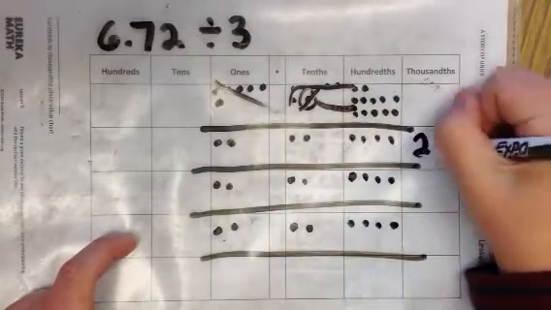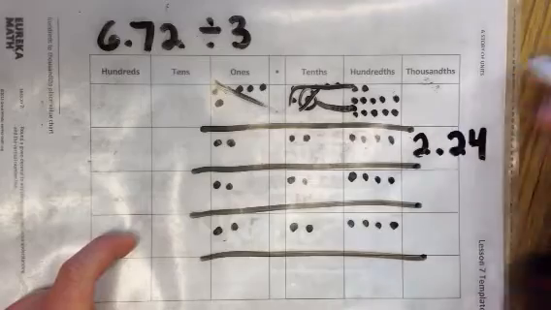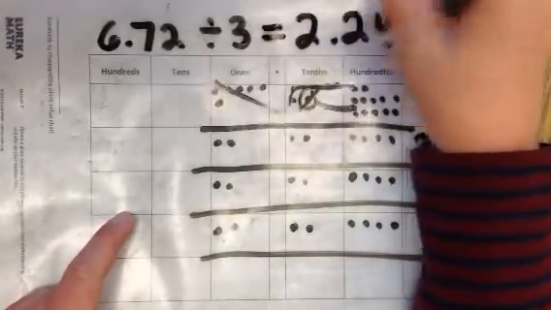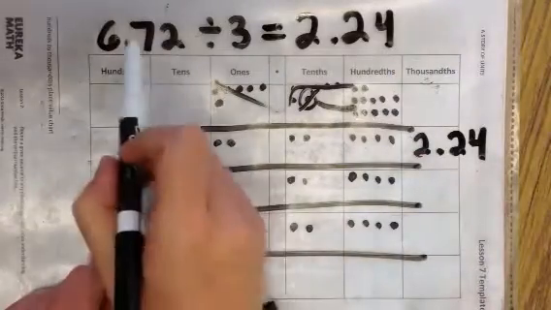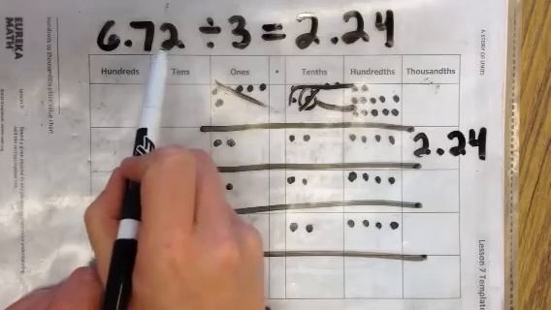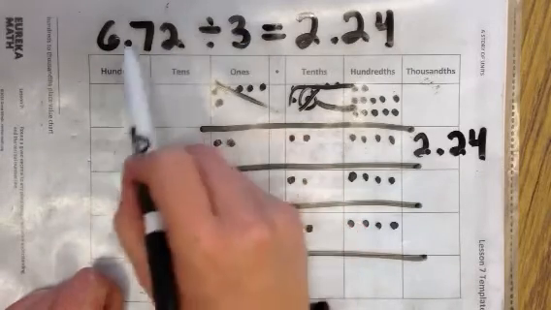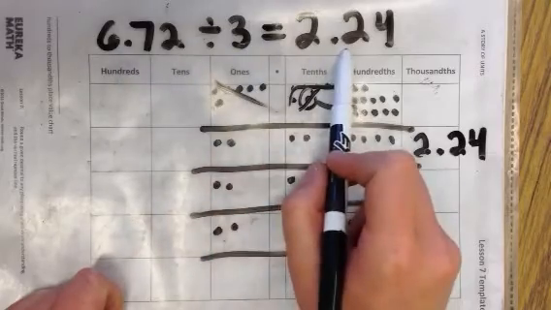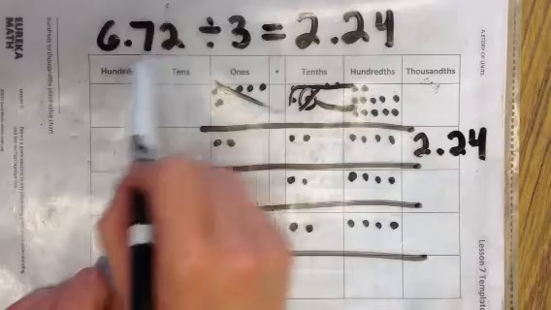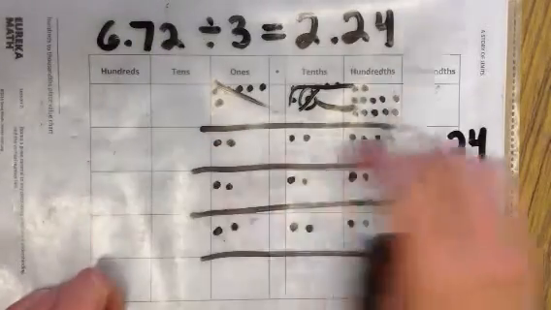I've got 2 ones, 2 tenths, and 4 hundredths. So I know my answer is 2 and 24 hundredths. And if I were to estimate that, I would have said, okay, 6 and 72 hundredths. It's kind of like 6 divided by 3, which I can do in my head. So I know 6 divided by 3 equals 2. I know my answer is going to be a little bit bigger than 2 because I had this extra 72 hundredths. So just checking with my estimation, that makes sense.